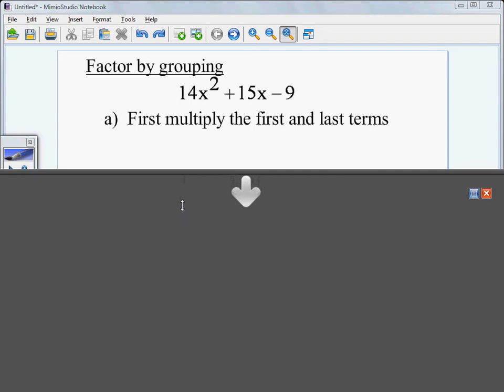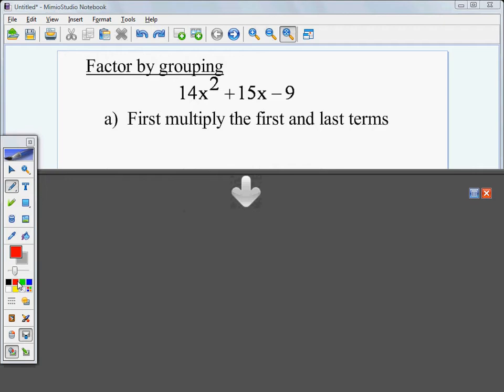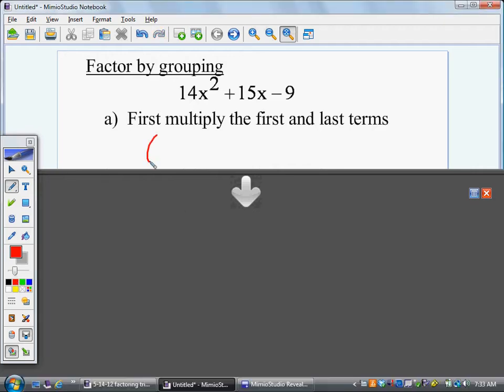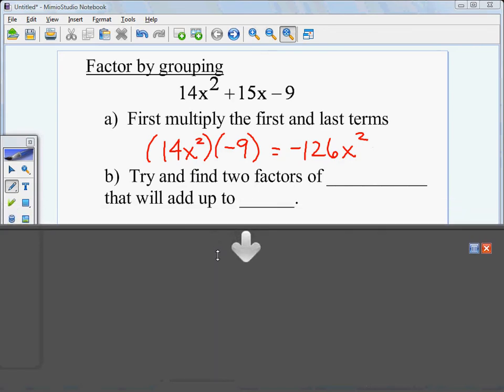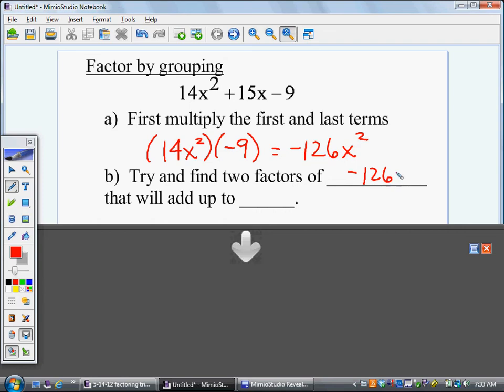The first thing you want to do is multiply the first and the last terms. So in this case we're going to take 14x squared multiplied by negative 9, and that's negative 126x squared. And once we do that, we're going to try to find two factors of negative 126x squared that will add up to 15x.